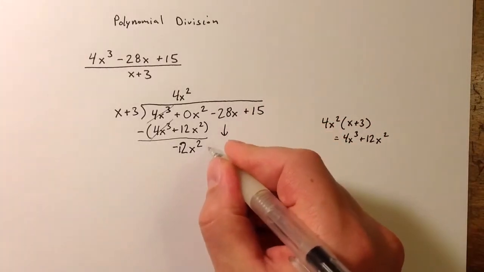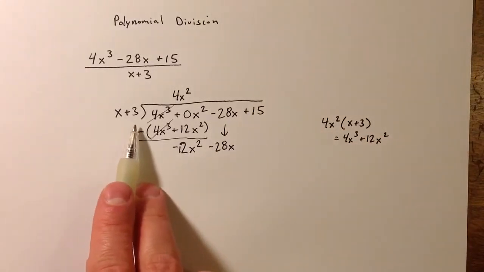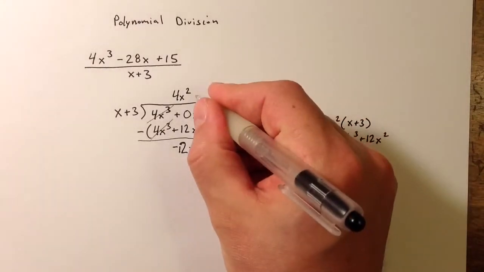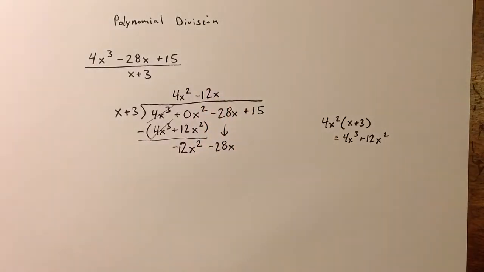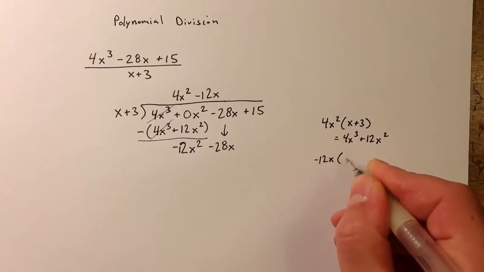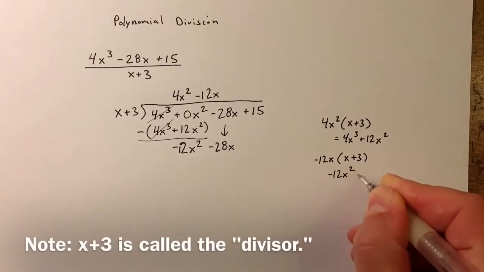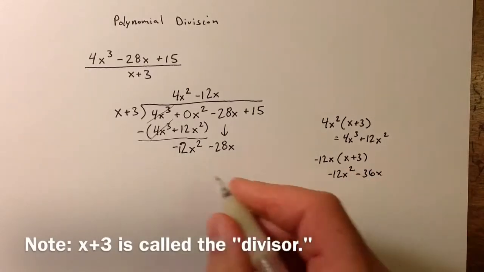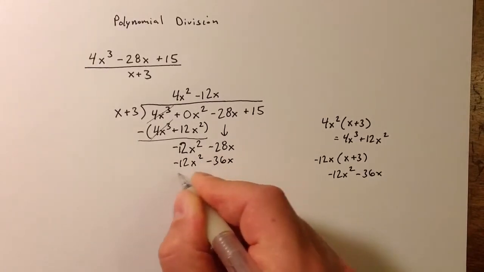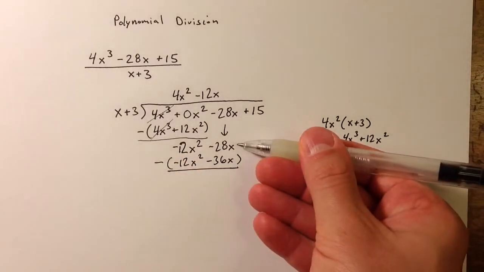And then I can bring down the negative 28x and think about, how can I turn x plus 3 into something that looks like negative 12x squared? Well, I can multiply by negative 12x. Multiplying the entire divisor by negative 12x gives me negative 12x squared minus 36x, and now I want to subtract that from the expression up above.